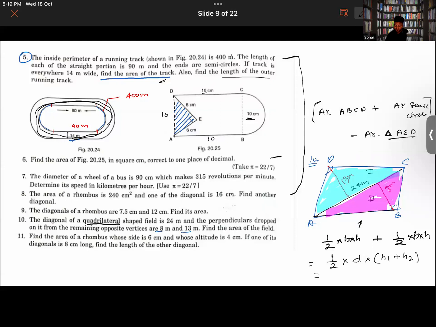We can use this formula also. So half into diagonal is 24, and 13 plus 8 is 21. Two 12s are 24, so 12 times 21, that is how much? 210 plus 42, that is 252. Good. So 252 square meter is the required answer.